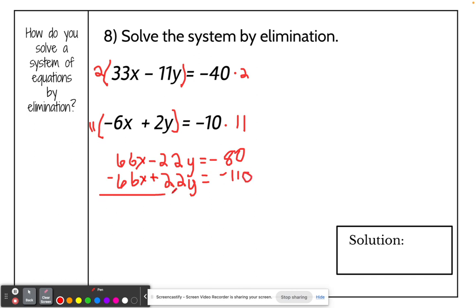When I add these two equations together, this cancels out. This also cancels out. I'm left with 0 on the left side. Negative 80 and negative 110 is negative 190. So I'm left with 0 equals negative 190. We know that's not true. Therefore, there is no solution to this system. These would be parallel lines.